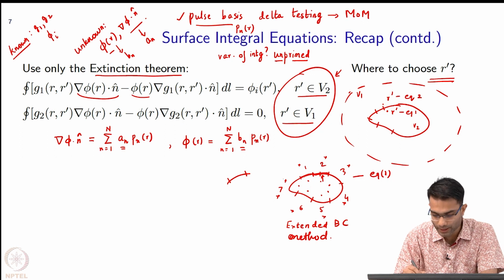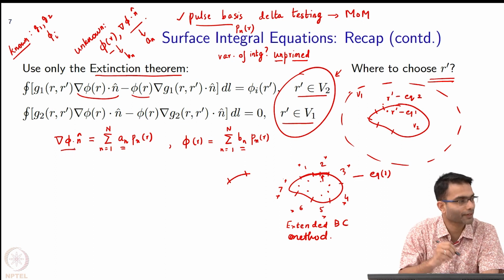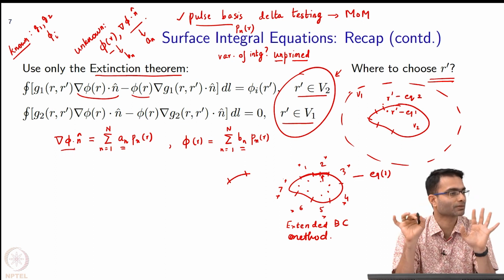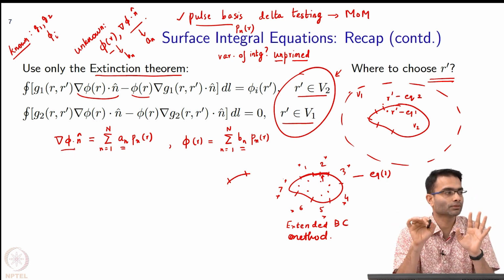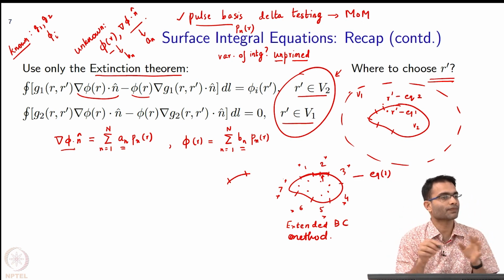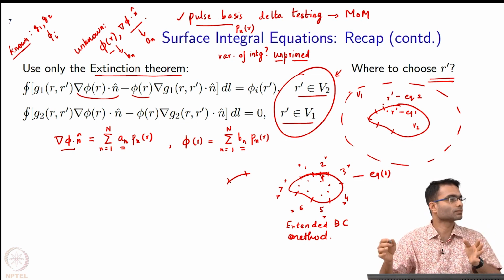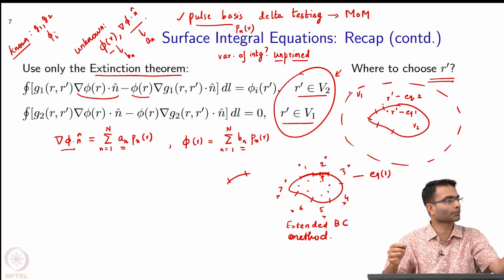A1 for example will be the amplitude of the first pulse basis function, A2 will be the amplitude of the second pulse function, that corresponds to grad phi dot n hat. Grad phi dot n hat is a scalar. It is a scalar function that varies on this boundary, right. I am expressing this function by saying that it is made up of 7 pulses. So, A1 is the amplitude of the first pulse.